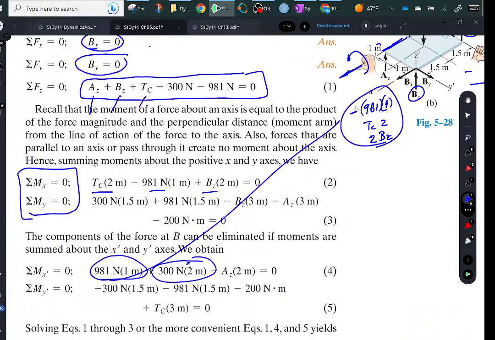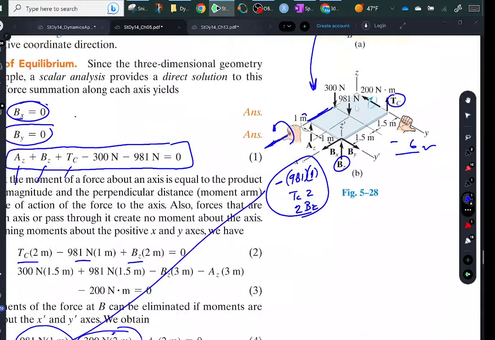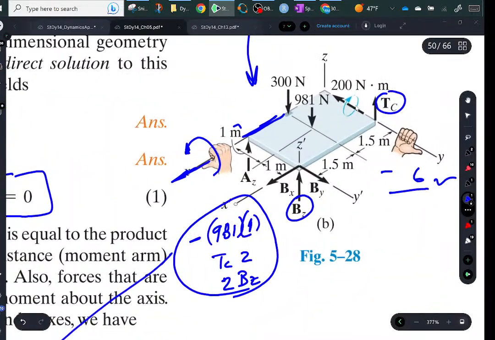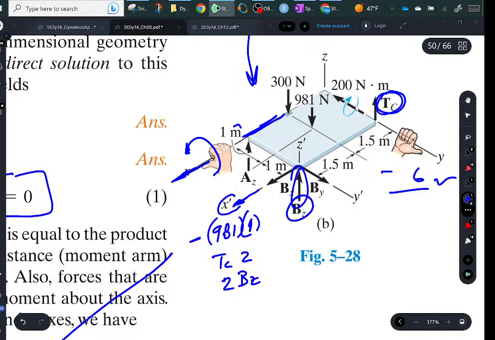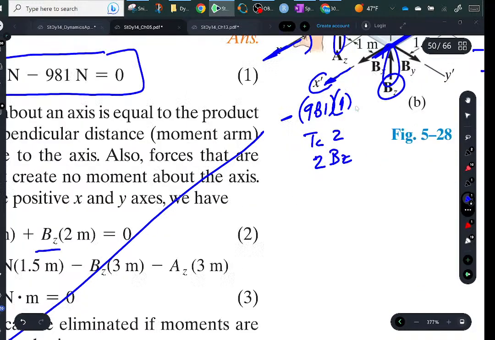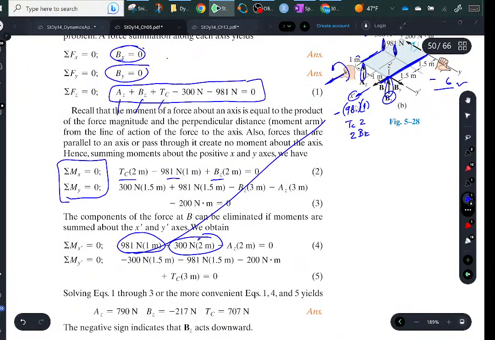300. Oh, he's doing it about prime. Where's the Y prime? Oh, okay. Sorry, he's doing it about this line. So we're doing it about different lines. He did it about that line probably to eliminate this force and this force because they don't produce a moment about here. So this offsets the moment produced by these two. So that's how he ends up being able to solve for AZ right off.